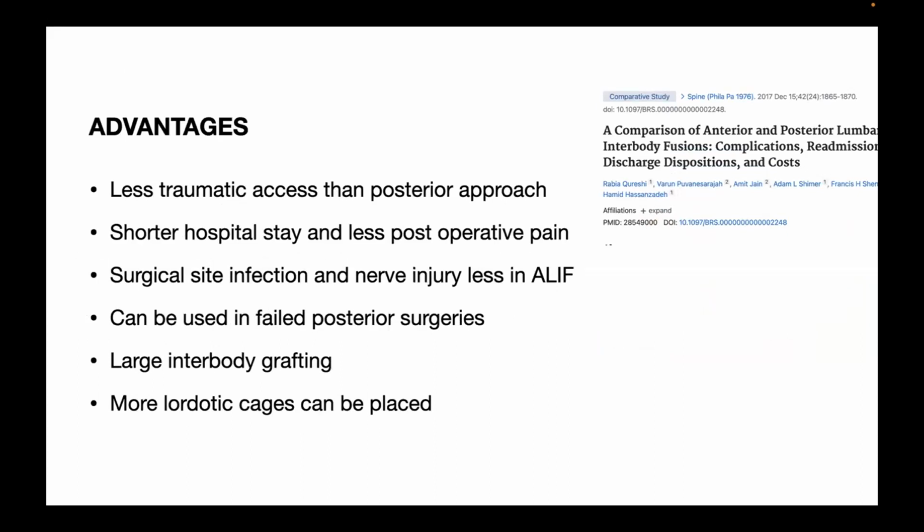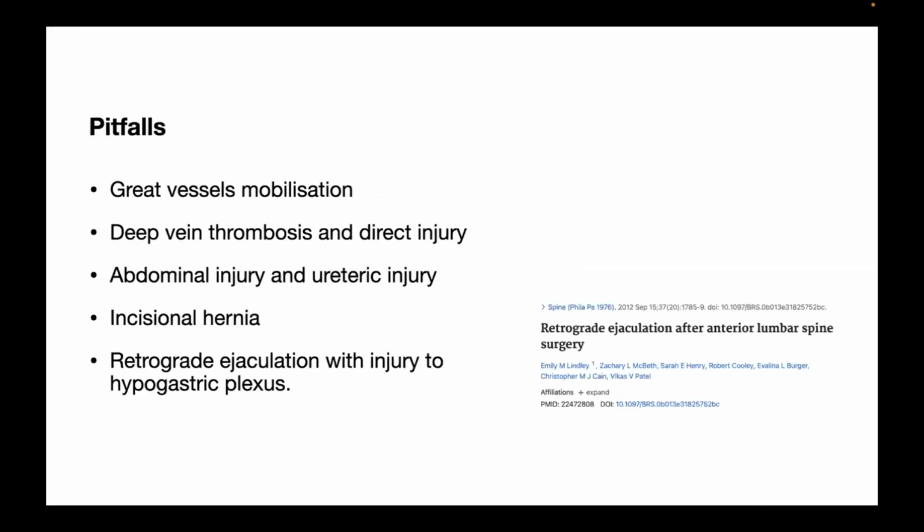It can be used in failed posterior surgeries. Large interbody grafting can be done, and more lordotic cages can be placed to maintain the sagittal alignment. Again, the pitfalls here are mainly approach related, where we have to mobilize the great vessels. Since the great vessels are mobilized, there is a chance of deep vein thrombosis and direct injury. There is always a risk of abdominal injury and ureteric injury.